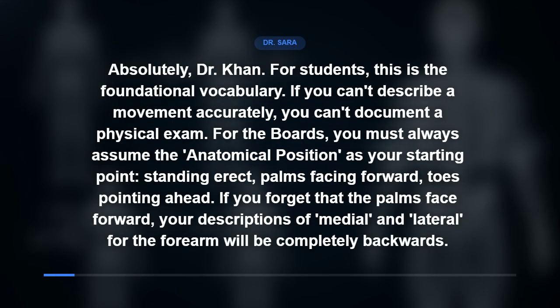Dr. Sarah, are you ready to map this out? Absolutely, Dr. Khan. For students, this is the foundational vocabulary. If you can't describe a movement accurately, you can't document a physical exam.